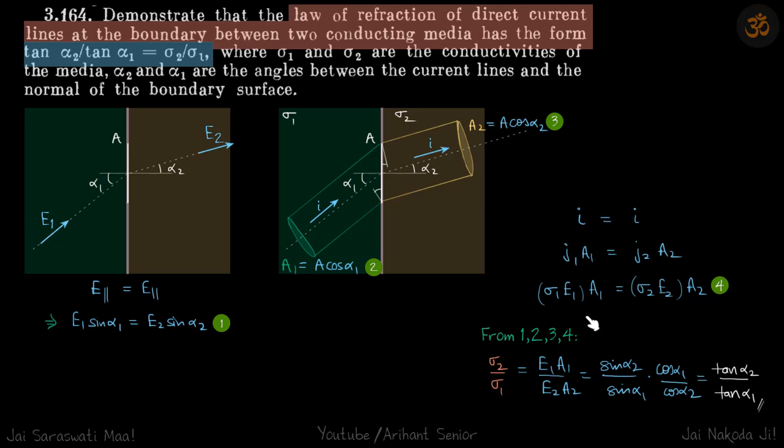So from these four equations, we put the ratios of what do we want? Sigma 2 by sigma 1. So sigma 2 by sigma 1 becomes E1 A1 by E2 A2. So E1 by E2 is sin alpha 2 by sin alpha 1, and A1 by A2, we divide these two. So A1 by A2 becomes cos alpha 1 by cos alpha 2. So that gives our result which we had to prove.